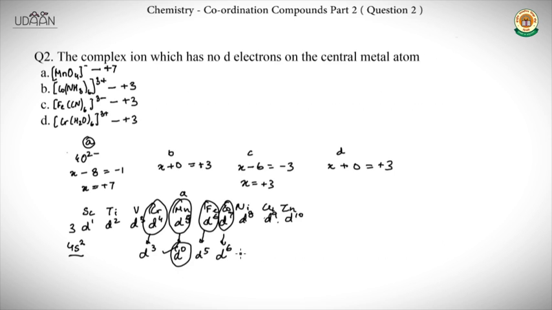So as you saw in this question, firstly we found out the charge on the central metal atom by a simple technique which we already discussed in the previous question as well. Then we looked at the electrons present in the 4s2 and the 3d orbitals of these metal atoms, and we found out that manganese with the charge of +7 in MnO4 minus had no electrons left in the d orbital, and hence it was the correct option.